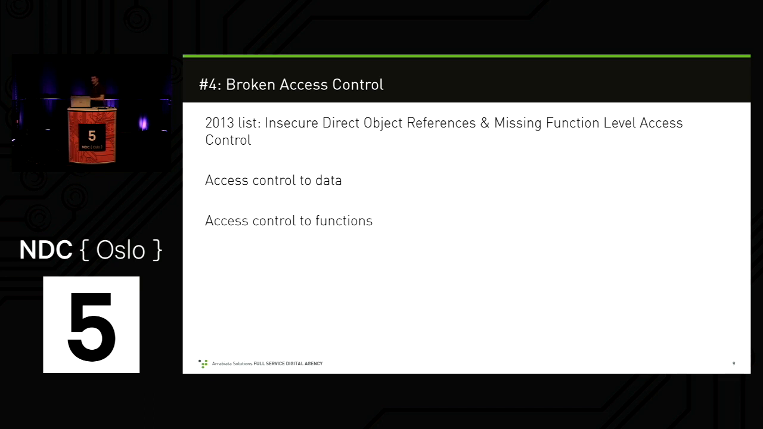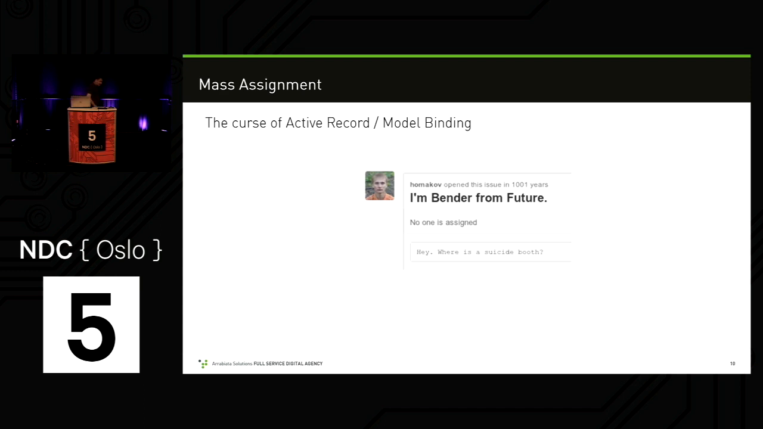Now, when we talk about access control, there's one thing I like to briefly cover, and that's an attack called mass assignment. This was on GitHub a while back. On GitHub, when you open an issue in the issue tracker, it says this issue was opened 20 minutes ago. This issue was opened in 1001 years, right? And the attack here is called mass assignment or overposting. Now, the idea is this. This was done in Ruby on Rails, but it's also possible in ASP.NET MVC if you use model binding.